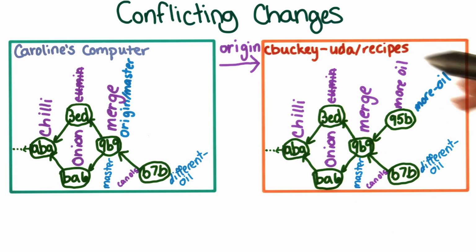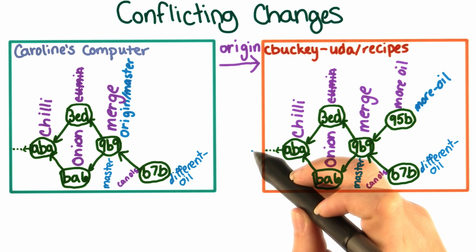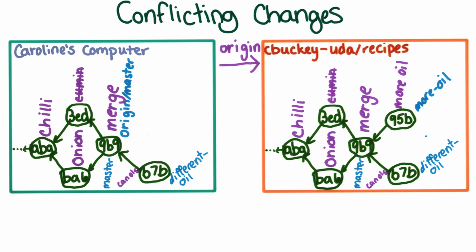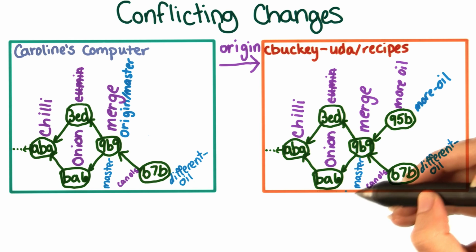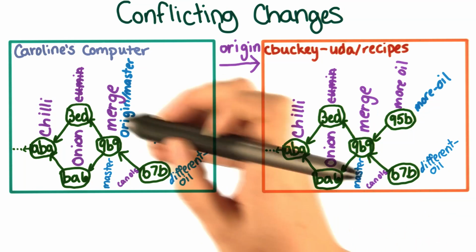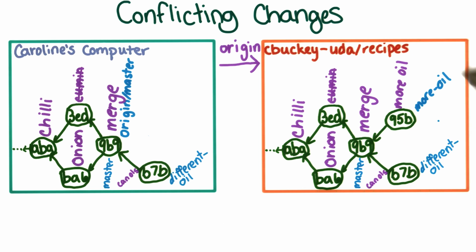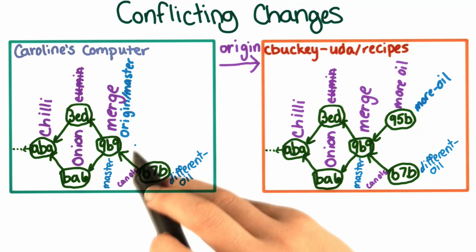Here's what the recipes repository looked like on GitHub before Caroline merged in my change. Notice that I've left some of the earlier changes out this time because I'm a little bit pressed for space. Here's the branch that I created to add more oil to the recipe. And here's Caroline's branch with the different kind of oil, with the misspelling. And master at this point is still unchanged. And here's what the local version looks like. My changes aren't there because she hasn't pulled since the last time she pushed.